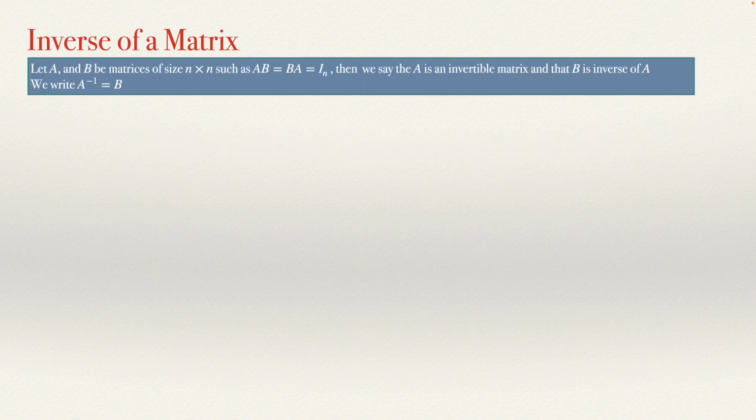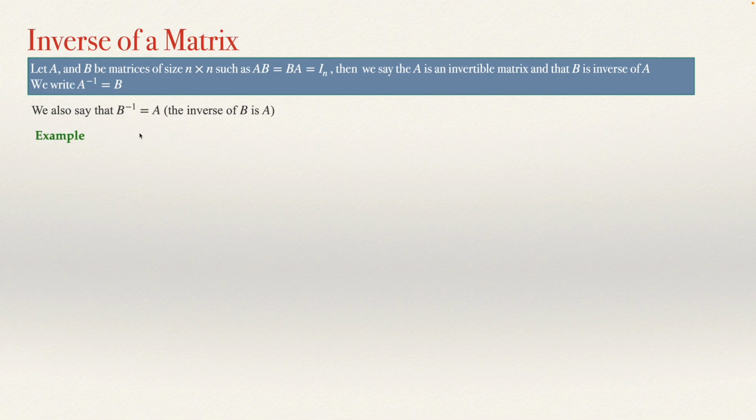Let A and B be matrices of size n by n, such that AB equals BA equals the identity of size n. Then we say that A is an invertible matrix and that B is the inverse of A. And we write it in this way: A to the power -1 equals B. So we put the -1 as the power of the matrix, and we write the inverse of A is equal to B. We also say that the inverse of B is A.